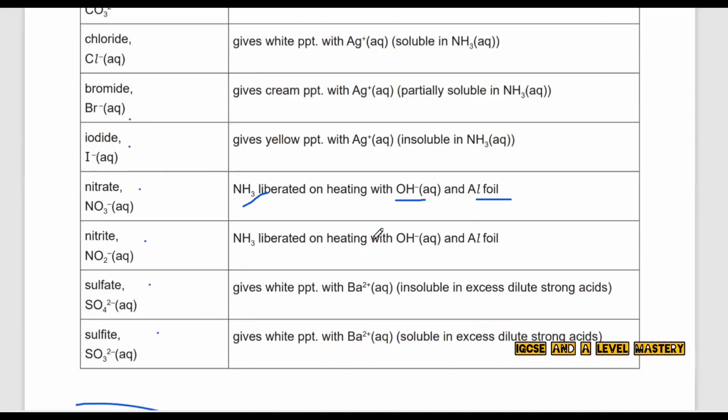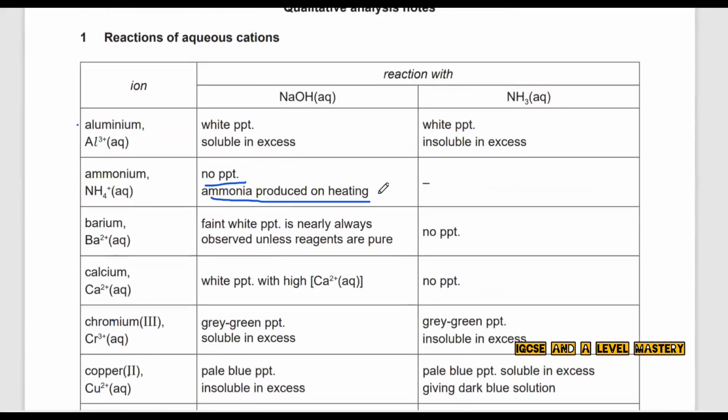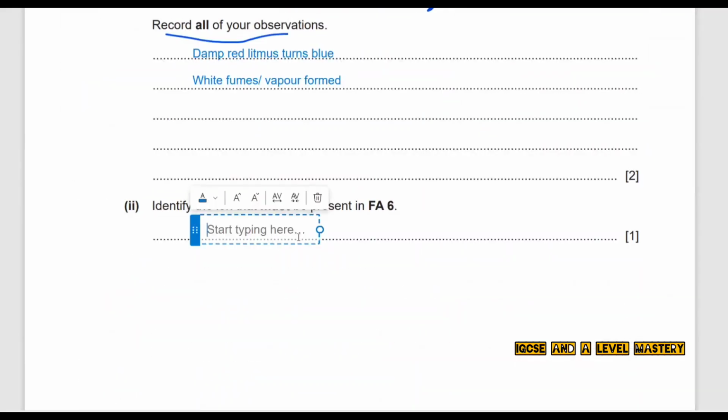We are not going to confirm nitrate or nitrite because we didn't add aluminum foil and all, right? If we had added aluminum foil and NaOH and then heated, there could be a possibility of nitrate or nitrite ions. If we added these reagents and the litmus paper turned blue, then there could be a possibility of these two ions. But that was not the case. We just heated it and we were able to see the color change. Therefore, ammonia was produced by heating alone. So we can say that the ion that is present is ammonium ion.